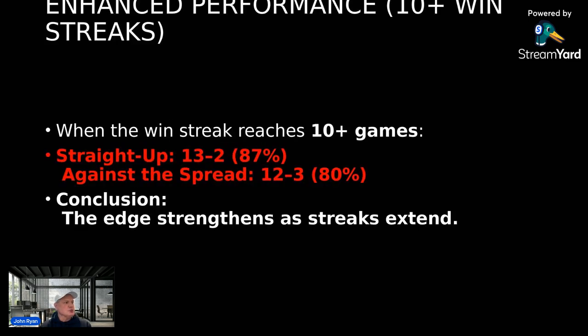Now we'll get to enhanced performance of 10 or more win streaks, which the Hawks are on. When a win streak reaches 10 or more games, performance improves even further. Straight up results jump to 87%, and against the spread, performance improves as well. This clearly suggests that extreme dominance may expose market lag more clearly than shorter streaks.